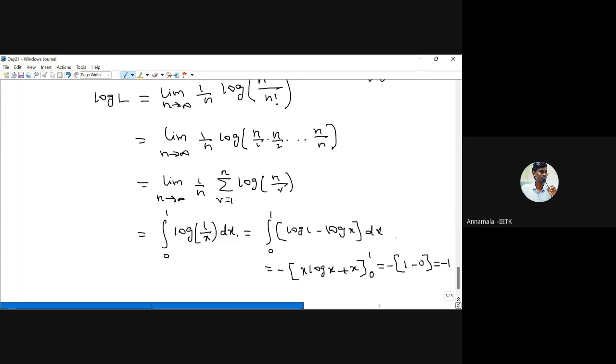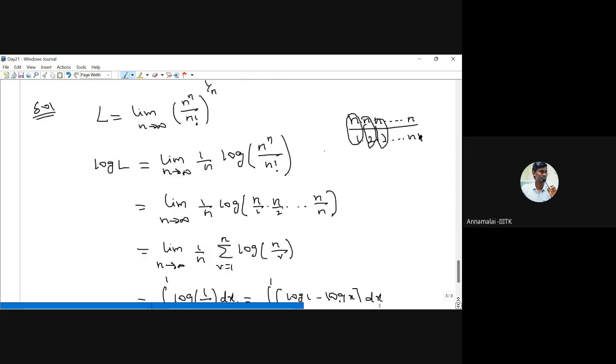This is the value of log L, but we need L. Therefore, taking e power on both sides, L is nothing but e inverse, which is 1/e. Did I make any mistake? Log 1 is 0, yes, correct. So this value is 1/e.